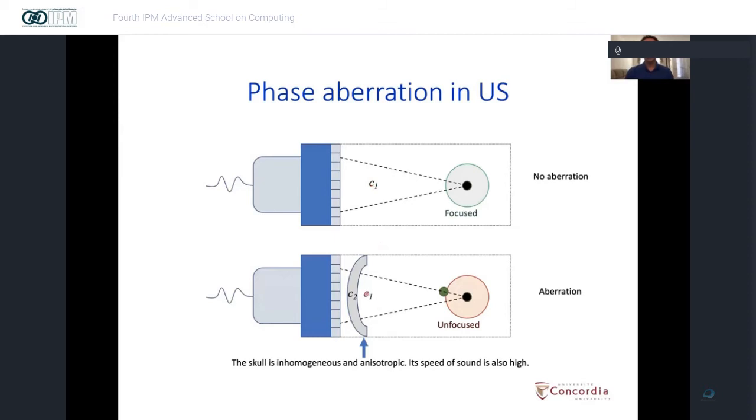Here, for example, in the bottom, assume that we want to image transcranially. The speed of sound in the skull is very different compared to other tissue, for example, brain or muscle. So what happens is that the beam doesn't focus at the point that we want to focus anymore, and because of that, the image quality significantly degrades.